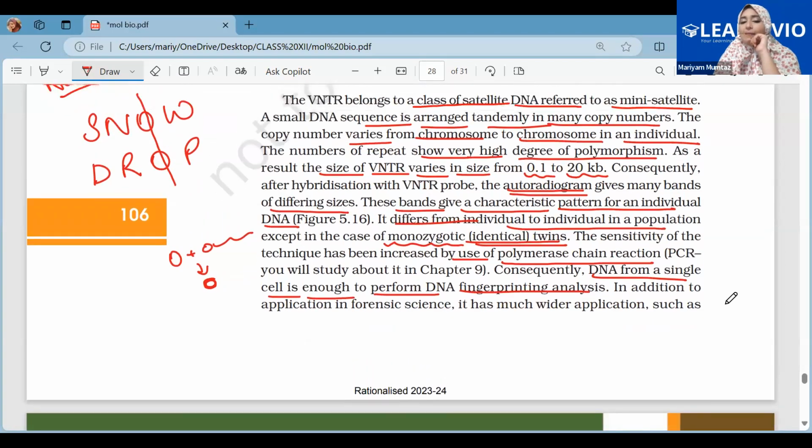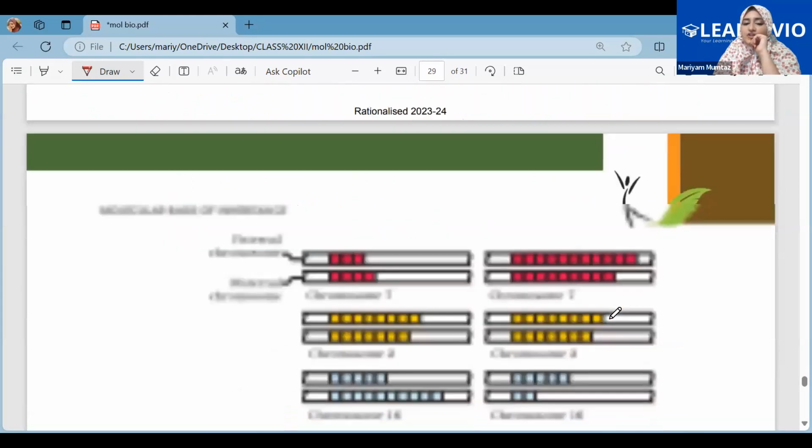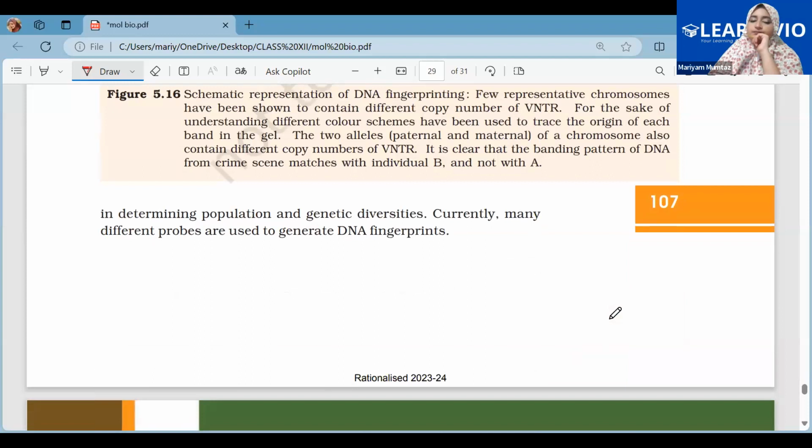Now, in addition to application in forensic science, it has much wider application, such as in determining population and genetic diversities. Currently, many different probes are used to generate DNA fingerprints. Okay, so what are the three basic uses of DNA fingerprinting?